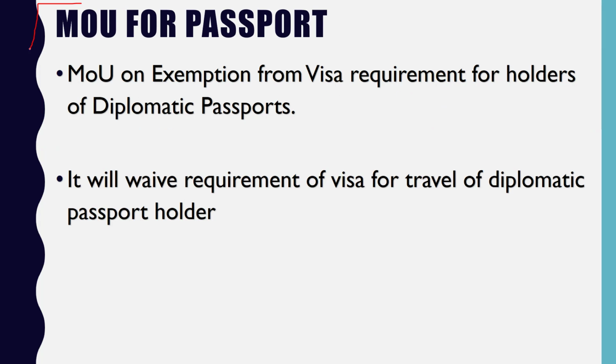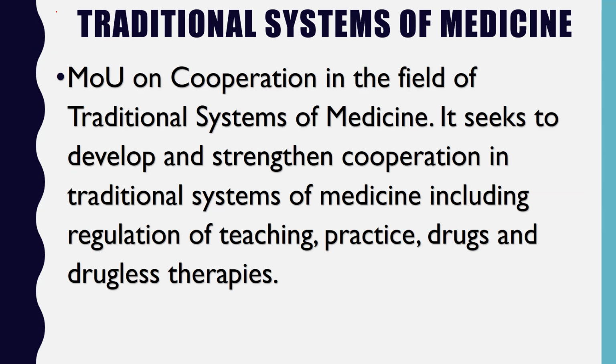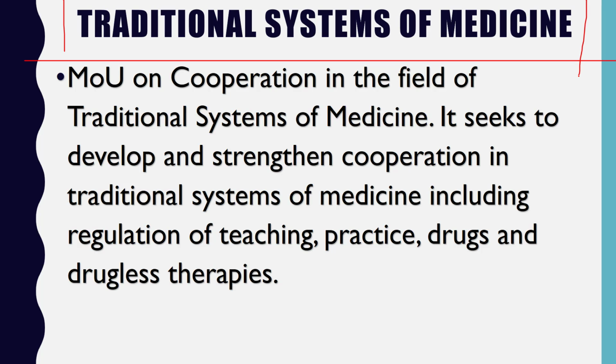Then there was an MOU for passport. This is quite basic actually. Now diplomats from both the countries won't really require visa. Only diplomats, not normal people. Then both the countries will work on spreading and strengthening their traditional systems of medicine. India has Ayurveda. Iran too has their own traditional system of medicine. So both the countries will promote their respective traditional medicine systems in each other's countries, and research will be done as well.